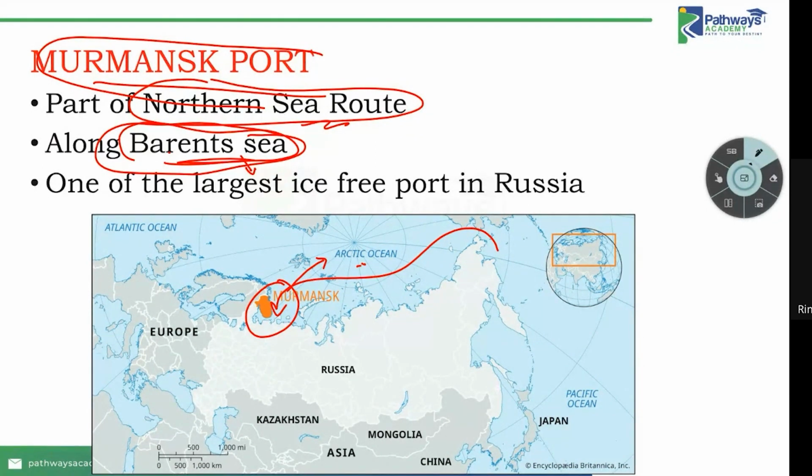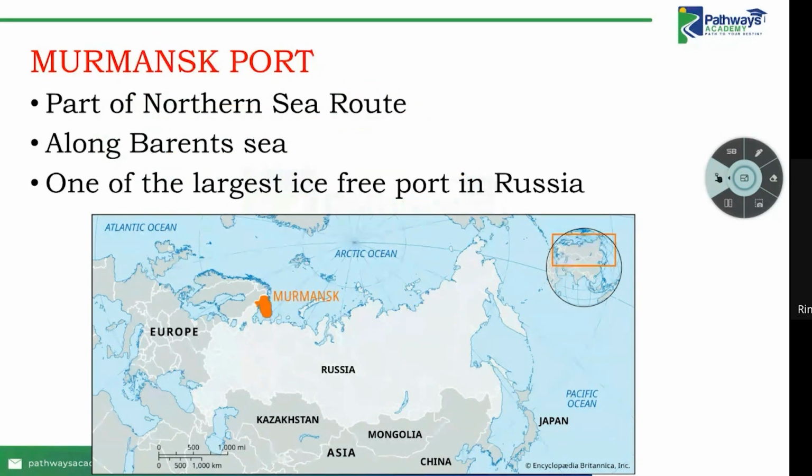It is the part of Arctic Ocean, and it is the part of the North Sea route. Actually, the North Sea route starts from Murmansk Port. That is the most important thing. This is one of the largest ice-free ports in Russia. That is its significance. Since it is an ice-free port, India and other nations can access it throughout the year. That is the important thing about Murmansk Port.